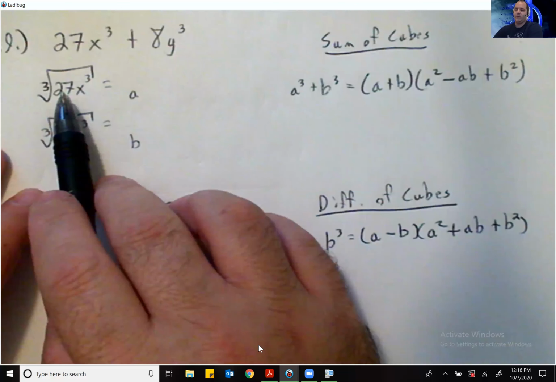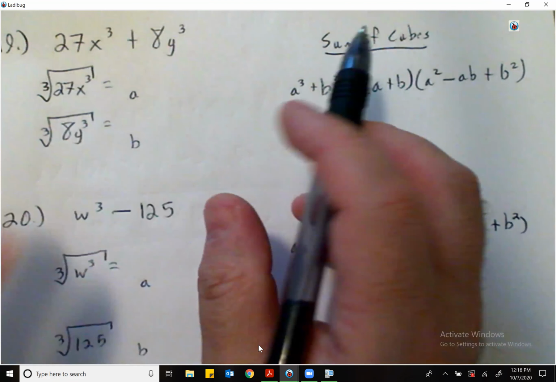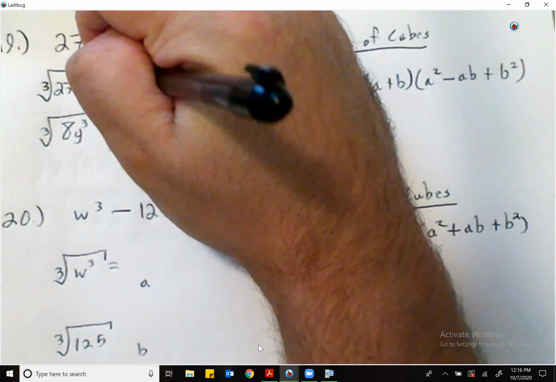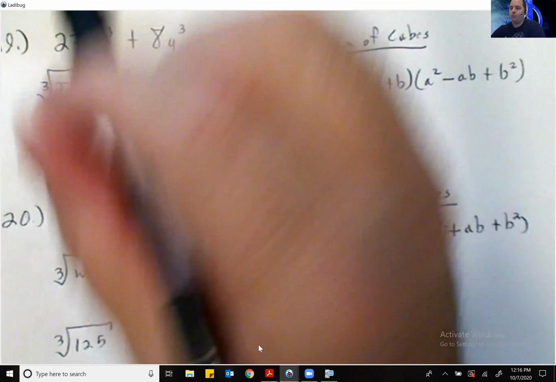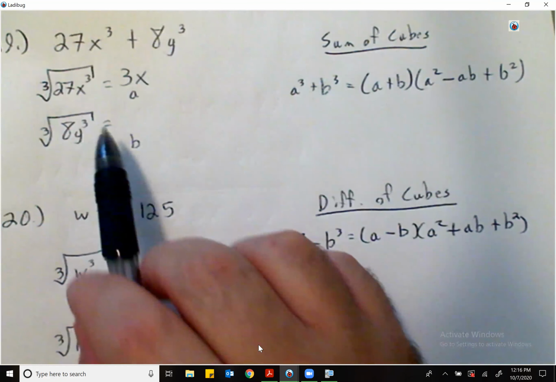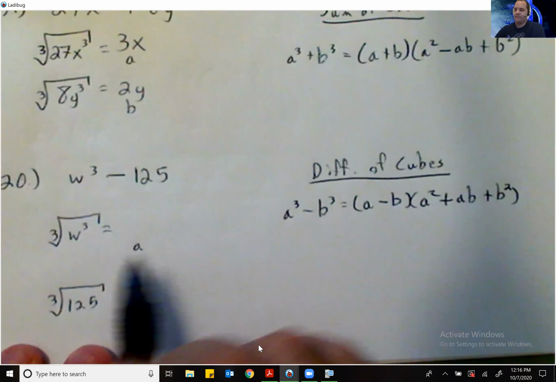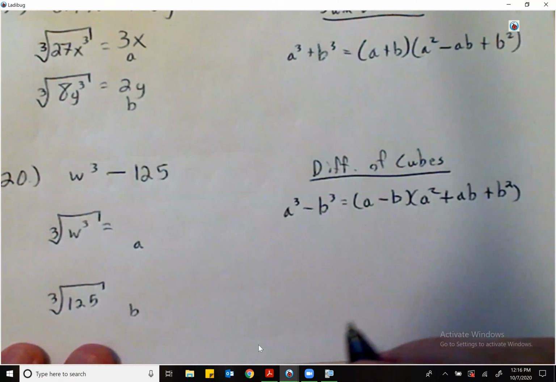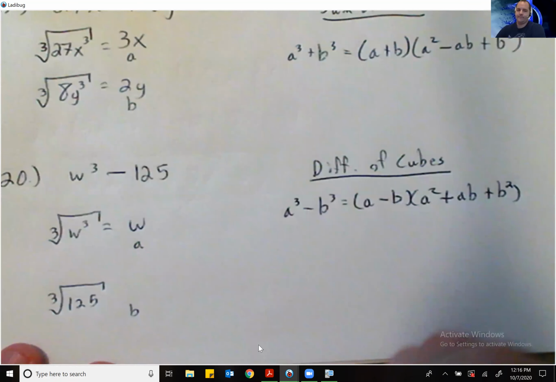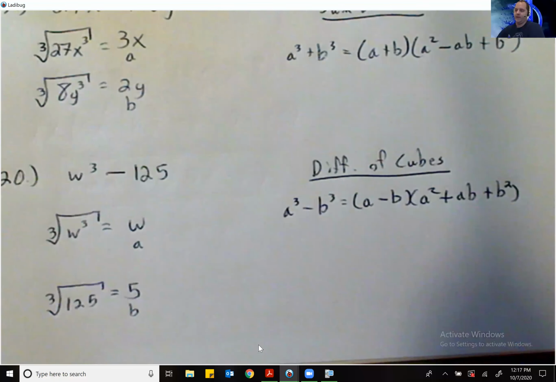So what's the cube root of 27x cubed? 3x. What's the cube root of 8y cubed? 2y. Now you know your A and B. What's the cube root of w cubed? w. What's the cube root of 125? 5. So all we have to do now is make our formula.